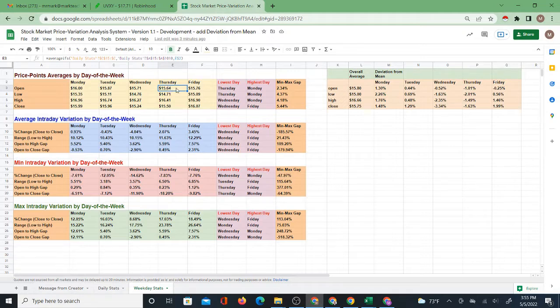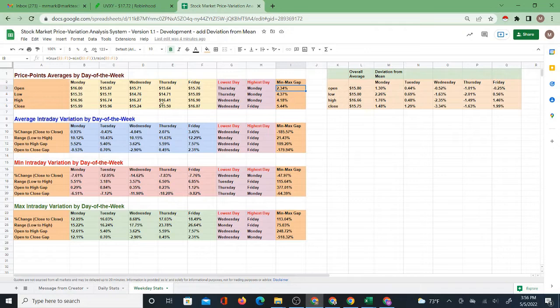We see $15.64 is the average price for Thursday for the past 90 days. And then we see that the average price for Monday is $16. The difference is 2.34%, meaning the maximum price, which is the price on Monday, this average is 2.34% higher than the average on Thursday. Okay? So I think it's a fairly large gap, right?